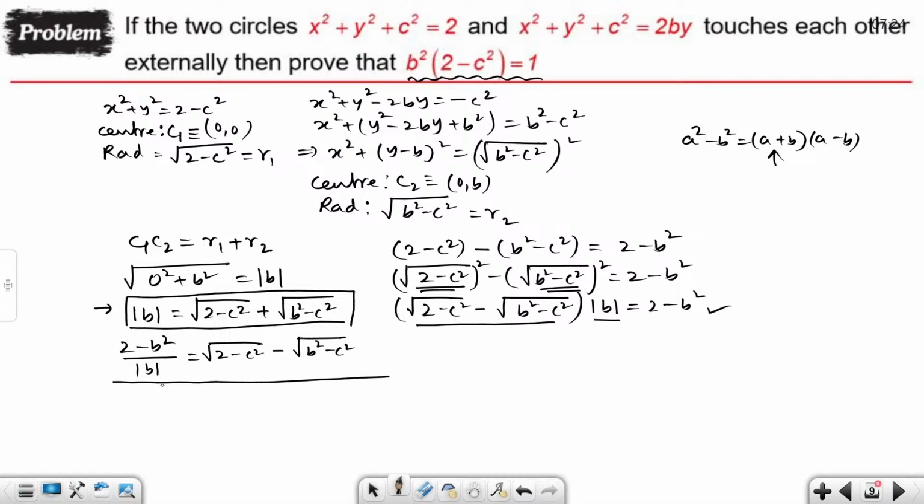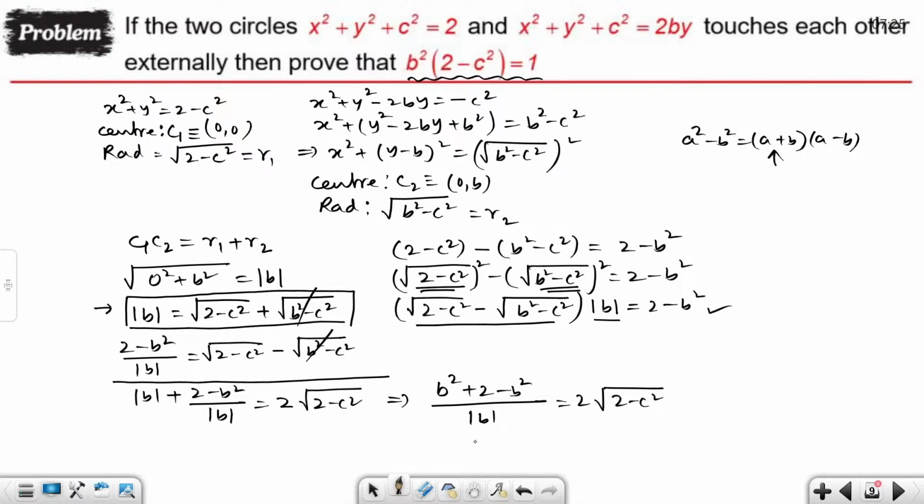So now if I subtract both or we add both, whatever you want to do, you can do it. If I add both of this, so what we are going to have? Mod b plus 2 minus b square by mod b, which is equals to 2 times root over 2 minus c square. This thing and this thing will go off. So we are having b square plus 2 minus b square divided by mod of b equals to 2 times root over 2 minus c square. So from here we are getting 2 will go off. So 1 by mod b equals to root over of 2 minus c square.